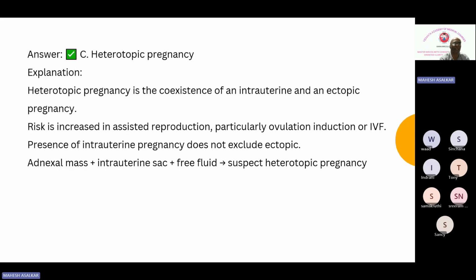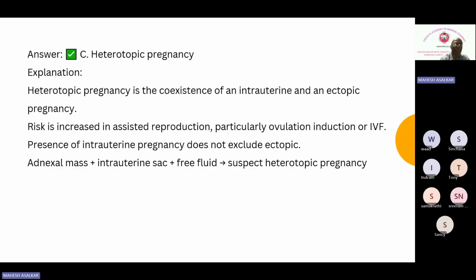Next. So this is a heterotopic pregnancy. Heterotopic pregnancy is the coexistence of intrauterine and ectopic pregnancy. Risk is increased in assisted reproduction, particularly ovulation induction or IVF. Presence of an intrauterine pregnancy does not exclude ectopic. So with an adnexal mass with intrauterine pregnancy plus free fluid, suspect heterotopic pregnancy. In heterotopic, continuation of the intrauterine pregnancy is going to be very, very important. Medical management with methotrexate will not be helpful. It is possible only when the patient is not interested in continuation of the pregnancy. These are the things we have already seen.